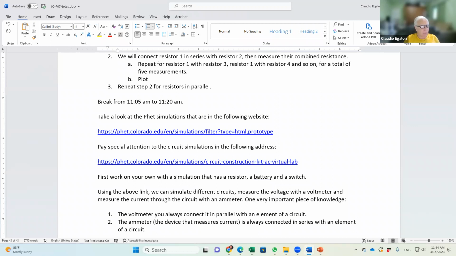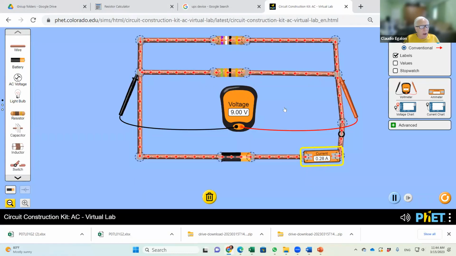Otherwise, you can damage the ammeter. And the voltmeter too: you cannot connect it in series, otherwise you're not going to get a proper measurement. Let's see what happens when we do that. That's how you're supposed to connect those devices.